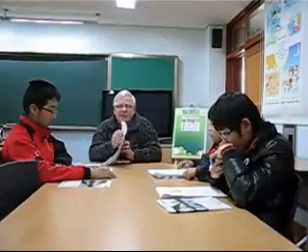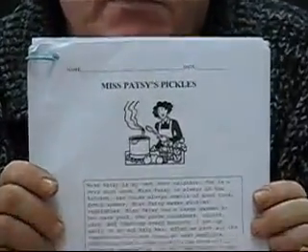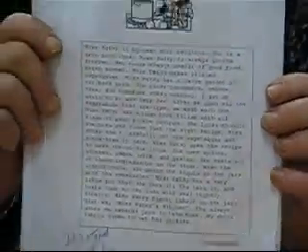Three good students. And they're helping me demonstrate how we do an English reading in class. So today's reading is called Miss Patsy's Pickles. Miss Patsy's Pickles. And we do it in three parts. First part is I'll read the story, and we don't have much time. I'll read half the story. And then each of the students will do, in order, one sentence, second sentence, third sentence.